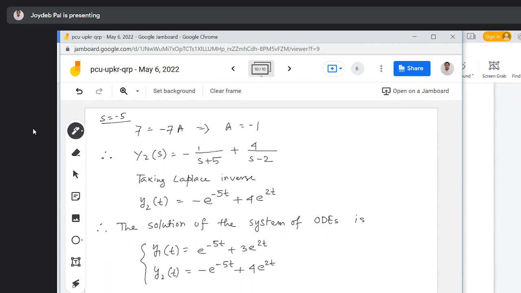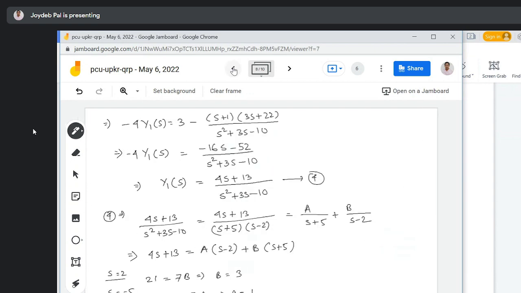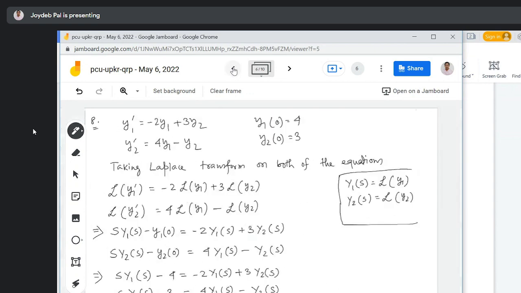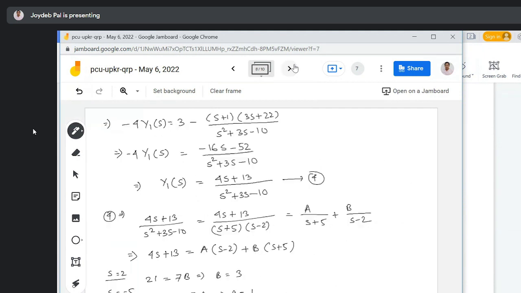तो डिफिकल्टी लेवल में भी मतलब हाई और लो, कभी कभी ये y1s एंड y2s जो है वो थोड़ा कॉम्प्लिकेटेड हो सकता है, तो लैप्लास इनवर्स निकालने में टाइम लगेगा, बट द प्रोसेस इज सिंपल. Given the equation, you take Laplace transform on both of the equations, then you solve the equations related to y1s and y2s to get y1s and y2s, then you take Laplace inverse to get y1t and y2t.